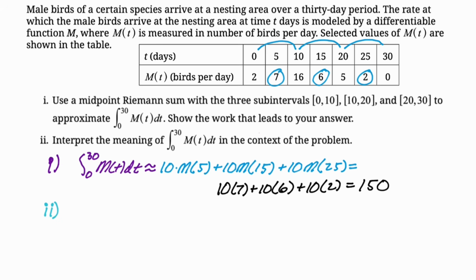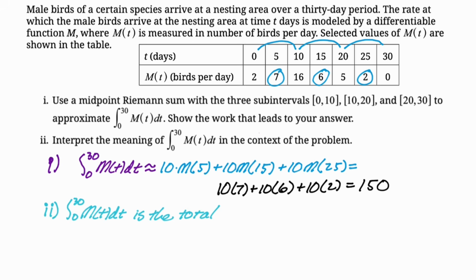Interpret the meaning of the integral from 0 to 30 of m of t dt in the context of the problem. Okay, so I'd like to start off by writing down the integral. So the integral from 0 to 30 of m of t dt. If you're integrating a rate, you get a total. So this is the total. What is it the total of? Well, m of t is birds per day, so it's going to be birds. But I like to go back to the entire context, right?